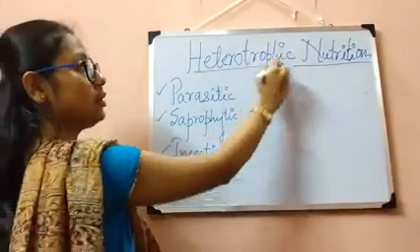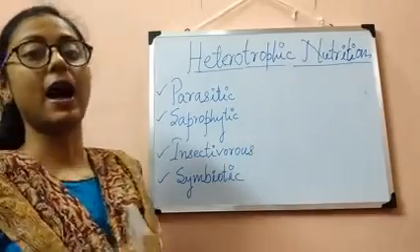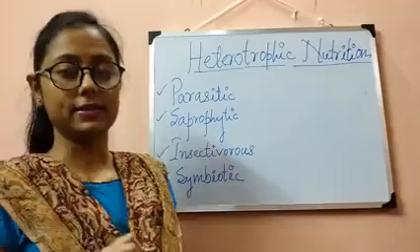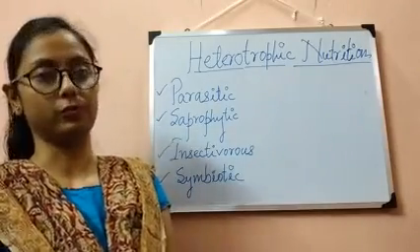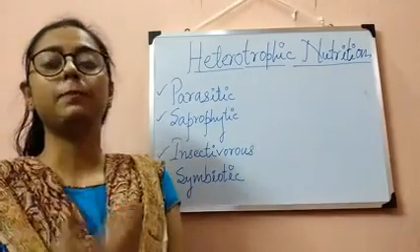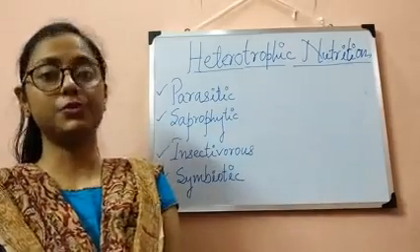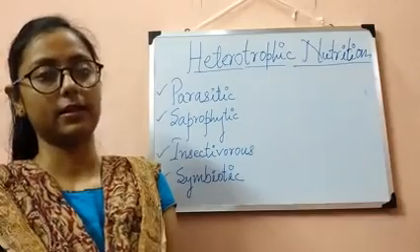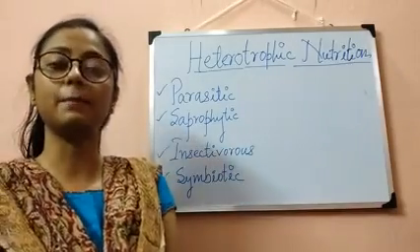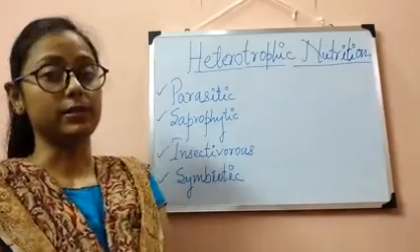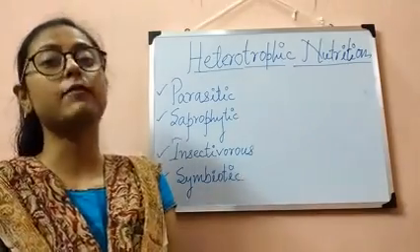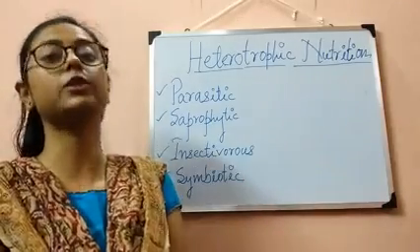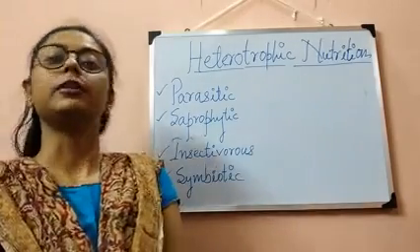Look at the board: heterotrophic nutrition. I told you that in this kind of nutrition mode, the organism cannot produce its own food. They depend on the plants or the autotrophs for their food and the necessary nutrients. I told you some examples, like animals such as us. We cannot produce our own food. We depend on the plants, the autotrophs, or the green plants, I should say, for food.